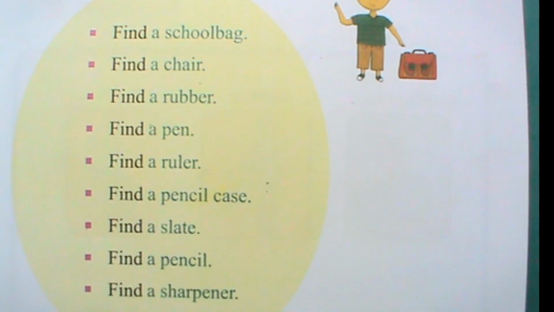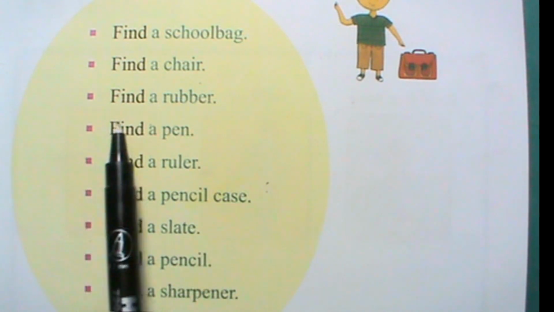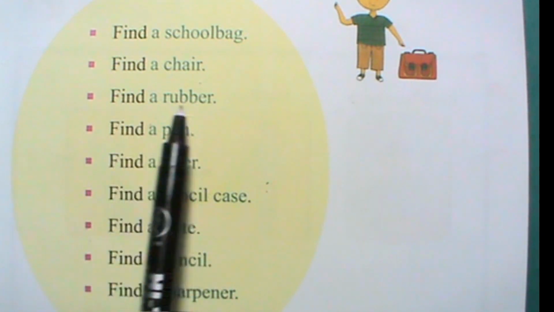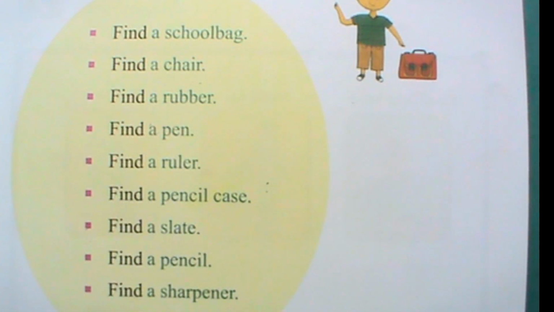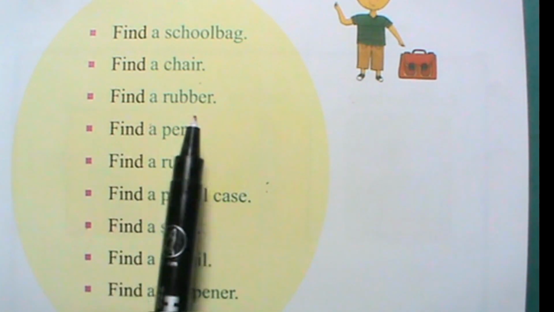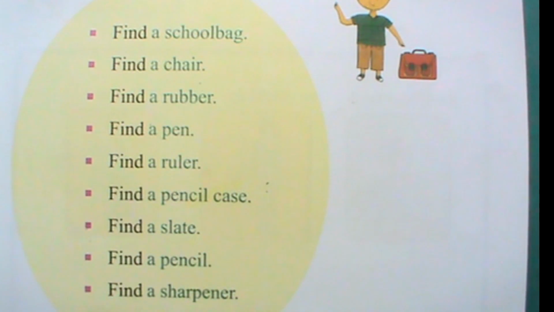I stand up. Here is the example. I stand up and find a chair. I stand up. I am sitting on a chair now. I stand up and find a chair. Good work. We have find a rubber. Find a rubber. 5, 4, 3, 2, 1, and 0. Good work. A rubber means eraser.